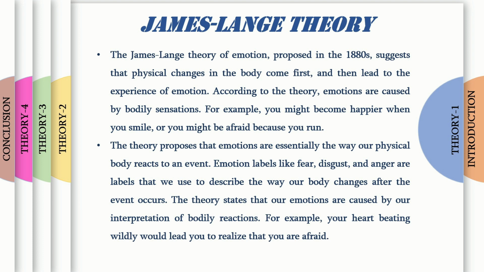The theory proposes that emotions are essentially the way our physical body reacts to an event. Emotion labels like fear, disgust, and anger are labels that we use to describe the way our body changes after the event occurs. The theory states that our emotions are caused by our interpretation of bodily reactions. For example, your heart beating wildly would lead you to realize that you are afraid.